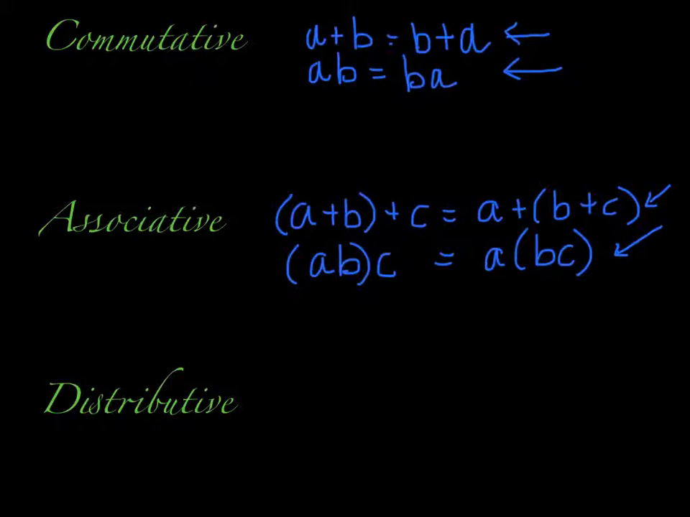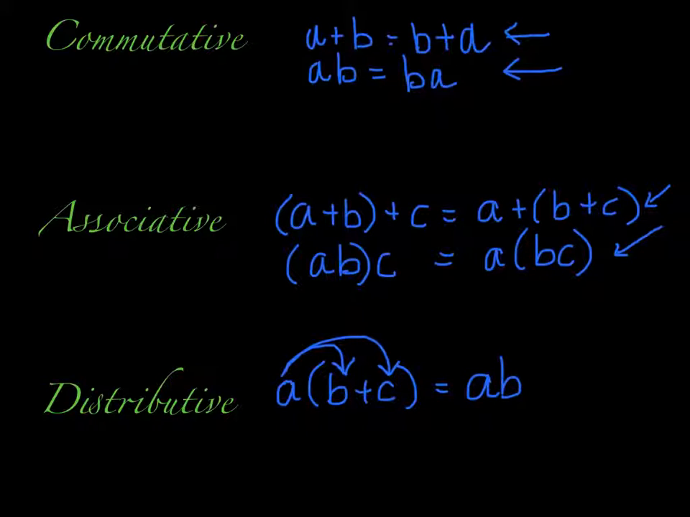And last, you have distributive, which is not a property of addition or multiplication. Distributive just says that this A right here is multiplying by both the B and the C. So I'm going to distribute into here. So I'm going to get A times B plus A times C.